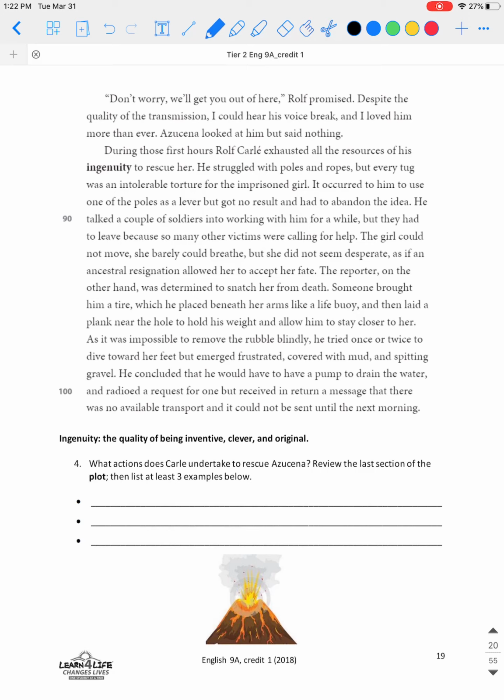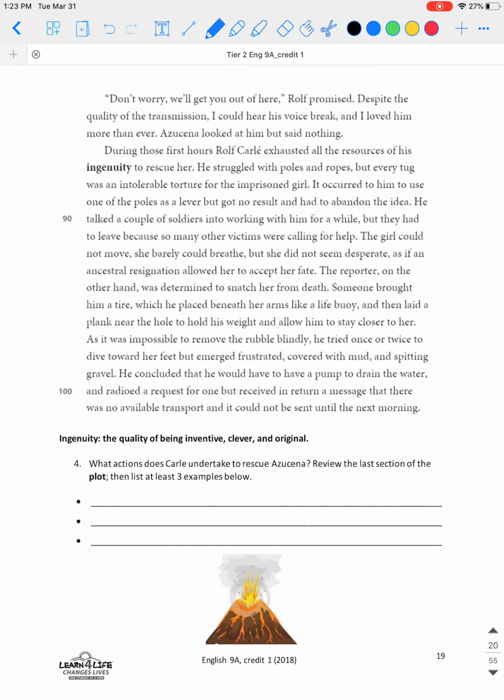Someone brought him a tire, which he placed beneath her arms like a life buoy, and then laid a plank near the hole to hold his weight and allow him to stay closer to her. As it was impossible to remove the rubble blindly, he tried once or twice to dive toward her feet, but emerged frustrated, covered with mud and spitting gravel. He concluded that he would have to have a pump to drain the water, and radioed a request for one, but received in return a message that there was no available transport and it could not be sent until the next morning.